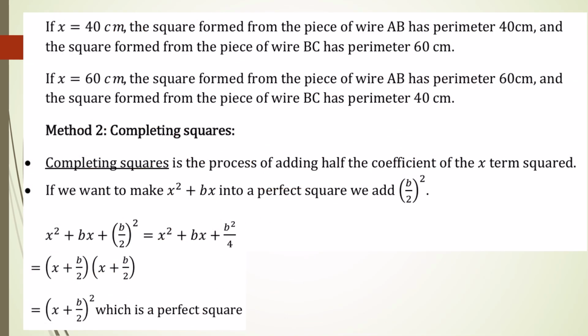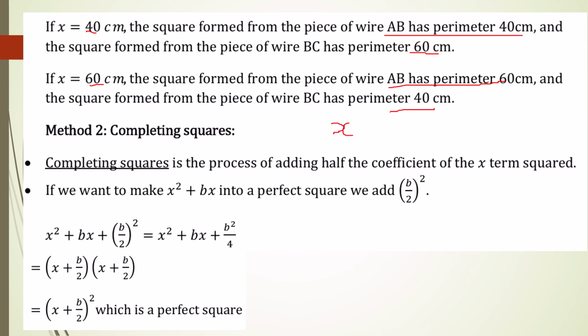So with that, after getting those solutions, we are going to say that if x is equal to 40 centimeters, the square formed from the piece of wire AB has a perimeter of 40 centimeters, and the square formed from the piece of wire BC is going to have a perimeter of 60 centimeters. And if the value of x is equal to 60 centimeters, that means that the square formed from the piece of wire AB has a perimeter of 60 centimeters, and the square formed from the piece of wire BC has a perimeter of 40 centimeters. This is what we are talking about.